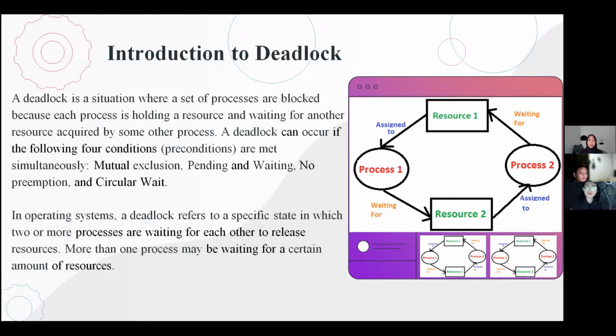For example, in the diagram, process 1 is holding resource 1 and waiting for resource 2, which is acquired by process 2, and process 2 is waiting for resource 1. In operating system, a deadlock refers to a specific state in which two or more processes are waiting for each other to release resources. More than one process may be waiting for a certain amount of resources.